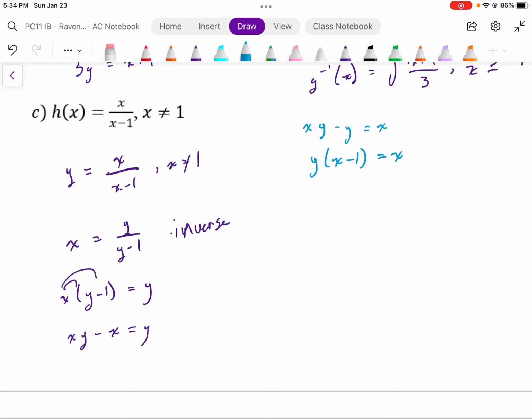If you factor out y from the left-hand side, you have y by itself. Now, this step, you're probably able to figure out how to isolate y. You can just divide both sides by x minus 1. Now, I'm just going to put the restriction that x can't be equal to 1.